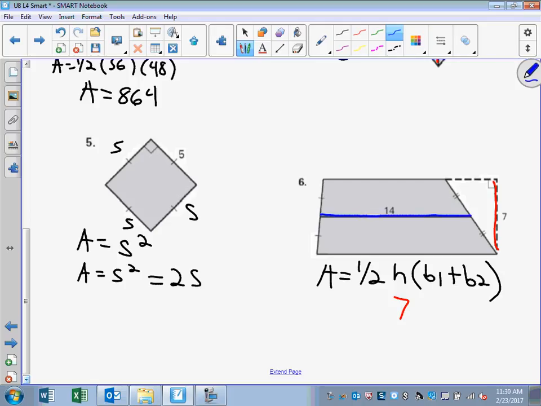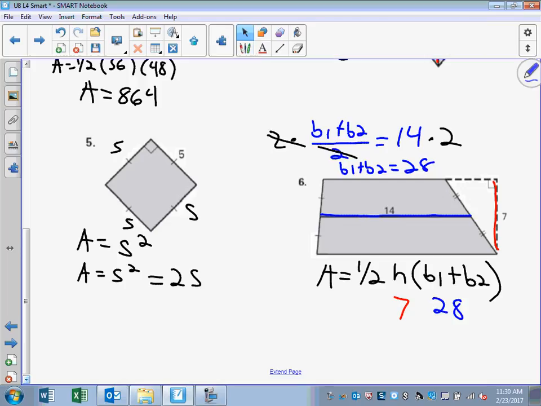And if you remember, the relationship between the two bases and the mid segment is that the bases added together divided by 2 equals the mid segment. So in this case, it would be equal to 14. So that means if we multiply by 2 to figure out what B1 and B2 added together is, we know that the total B1 plus B2 is actually 28. So we're given that.